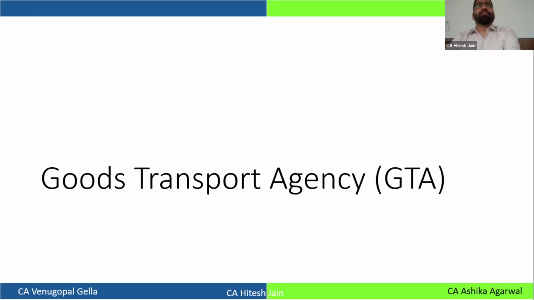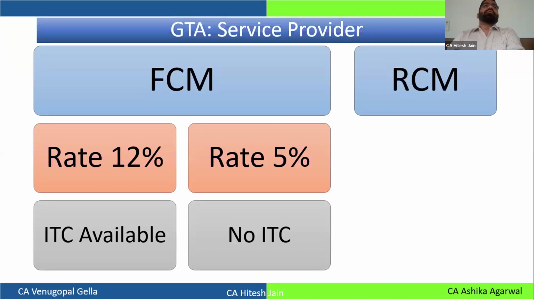Let's begin with Goods Transport Agency. Now GTA has two options. The government has given two options to the GTA. The one option is he can either opt for the forward charge mechanism. If he opts for that, then there is no question of reverse charge mechanism. The other part is even in forward charge, he can opt for two rates, whereby if he opts for 5%, he is not allowed to claim any ITC, but if he opts for 12%, he is allowed to claim ITC.